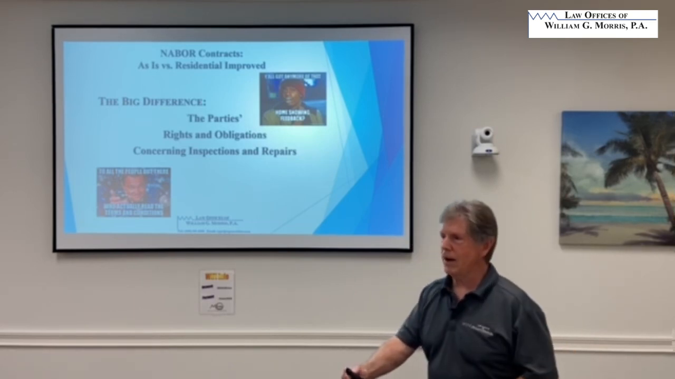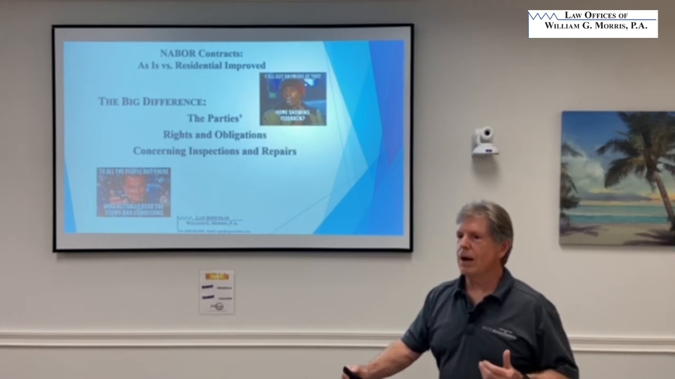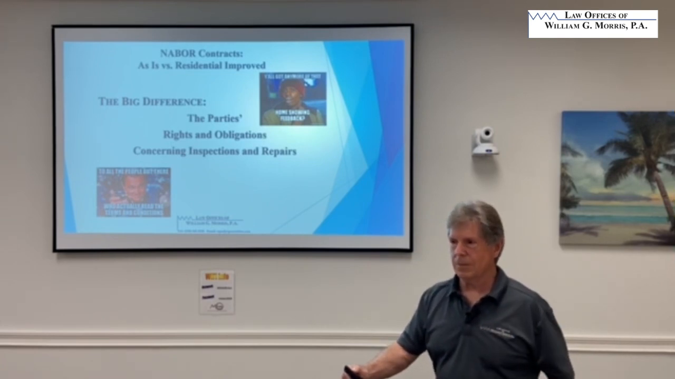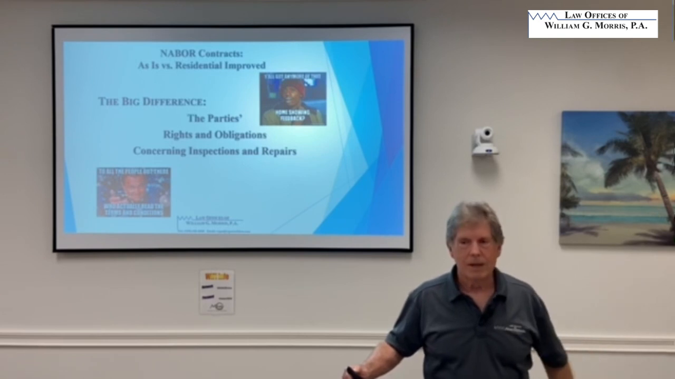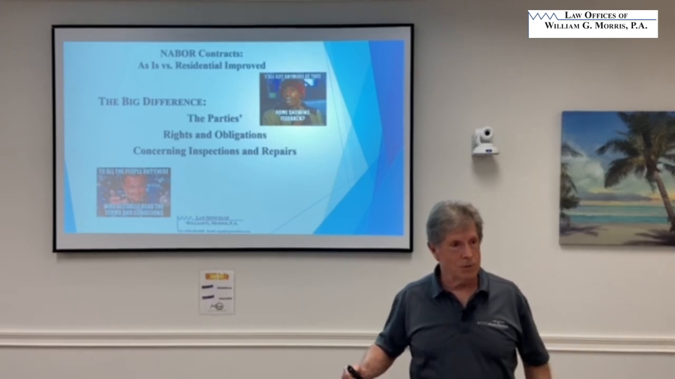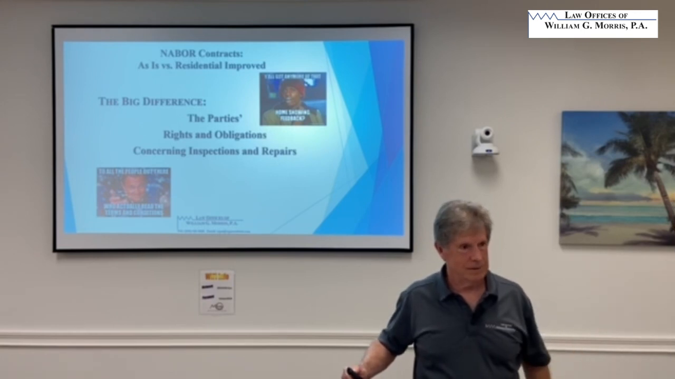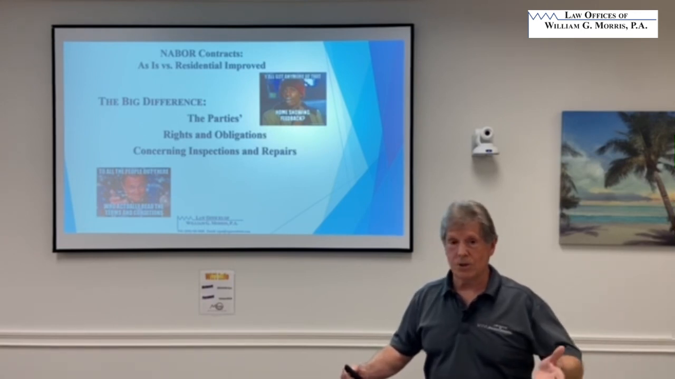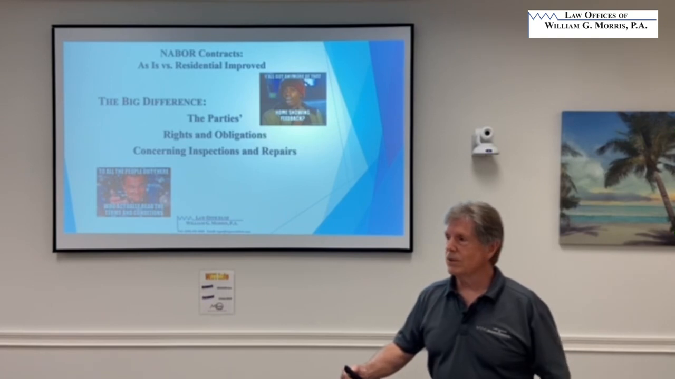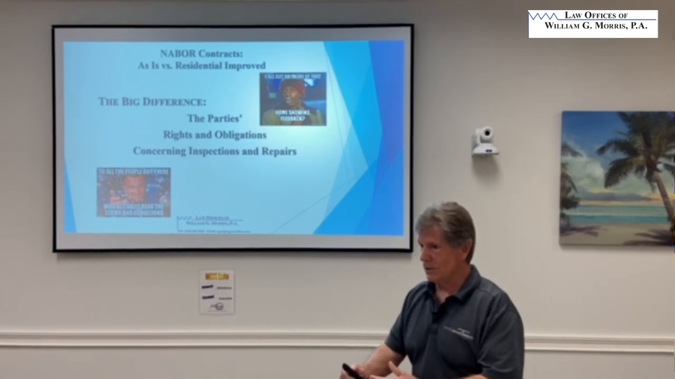I represented the buyer. The buyer had a roof inspector come out prior to closing, and the roof inspector said, the roof leaks, but you need a new roof. It's completely shot. Now the question then is, is disclosing that a roof leaks the equivalent of disclosing that the roof is completely shot?